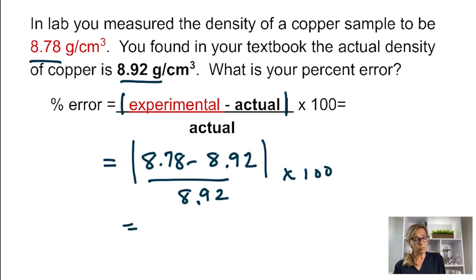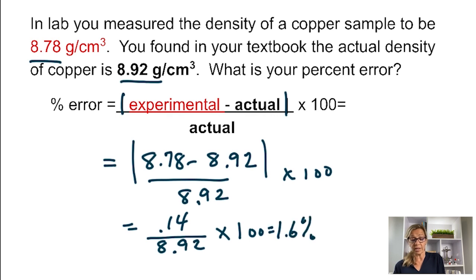Okay, so the difference, we would do that first. That would be 0.14, and then that's divided by 8.92 times 100, and that would give us 1.6% error.